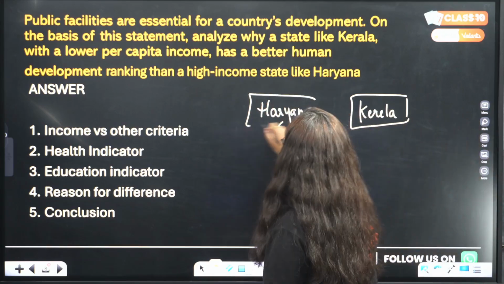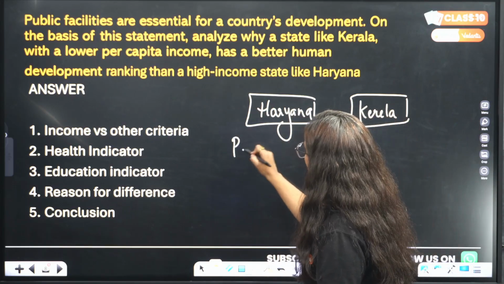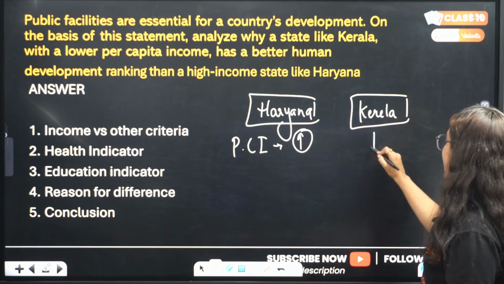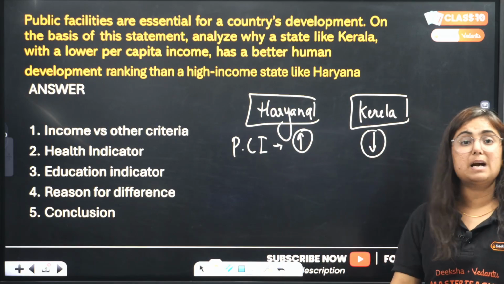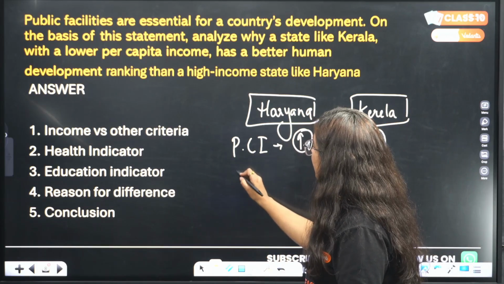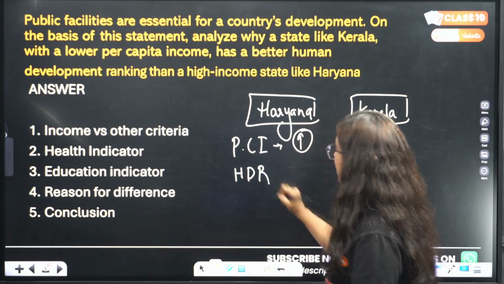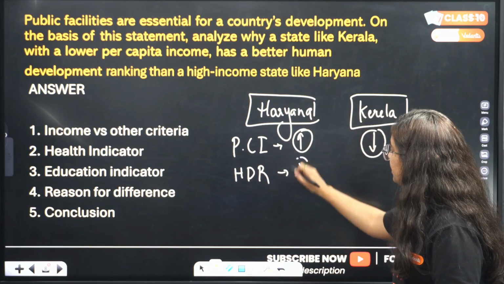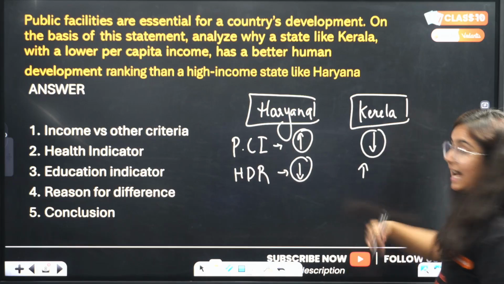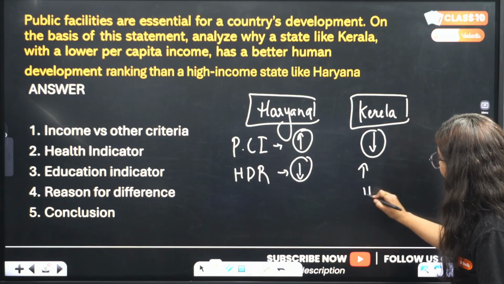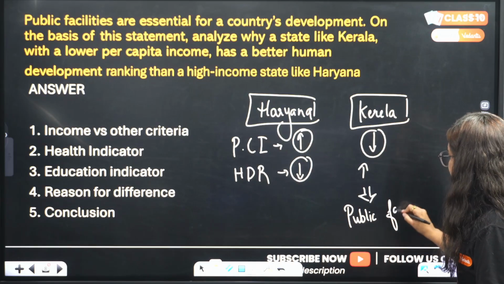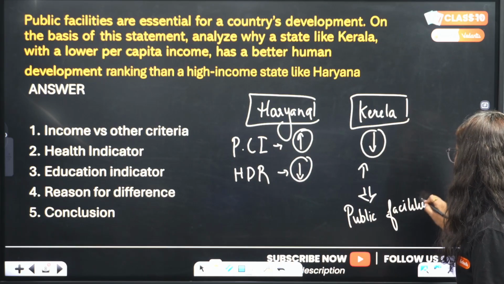A chart is given in which, if I talk about PCI, per capita income, Haryana has higher PCI in comparison to Kerala. But whenever we talk about human development ranking, Haryana is low and Kerala is high. Why? Because they worked on one thing, that is public facilities.